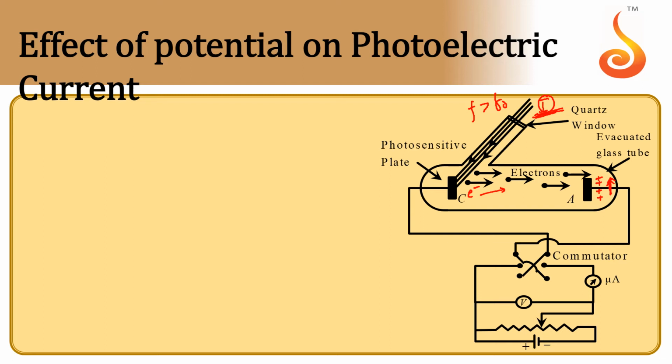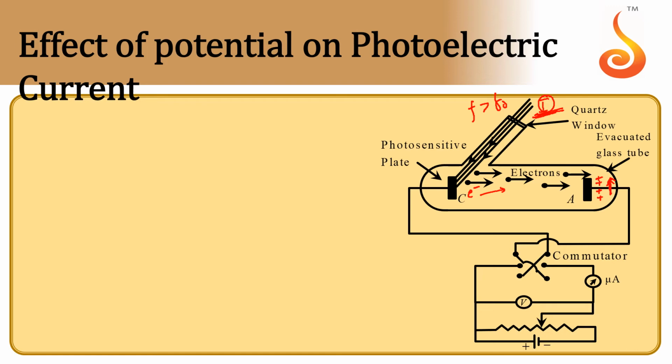Therefore, the number of electrons emitted per second will be fixed, but whatever number of electrons are emitted by the light from the cathode plate can be accelerated towards the anode plate. Therefore, the photoelectric current can be increased up to a certain extent, but beyond that the photocurrent is saturated. We also call that current the saturation current, and we also call this voltage the accelerating voltage.